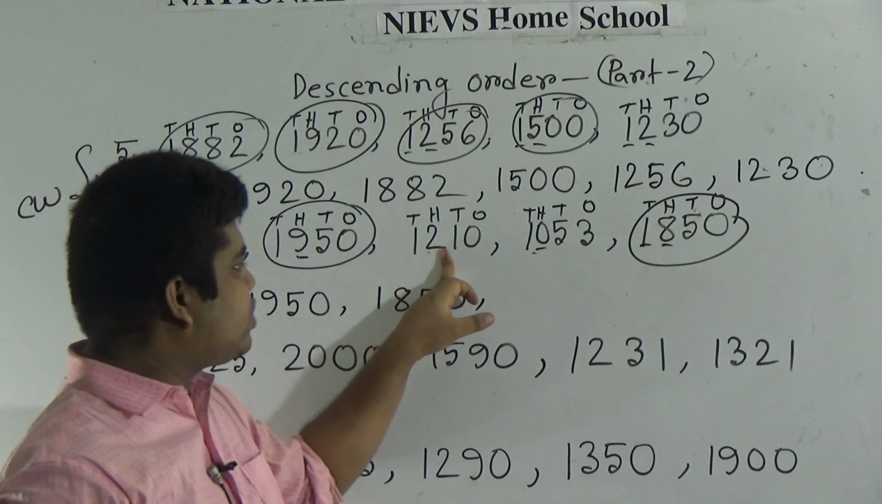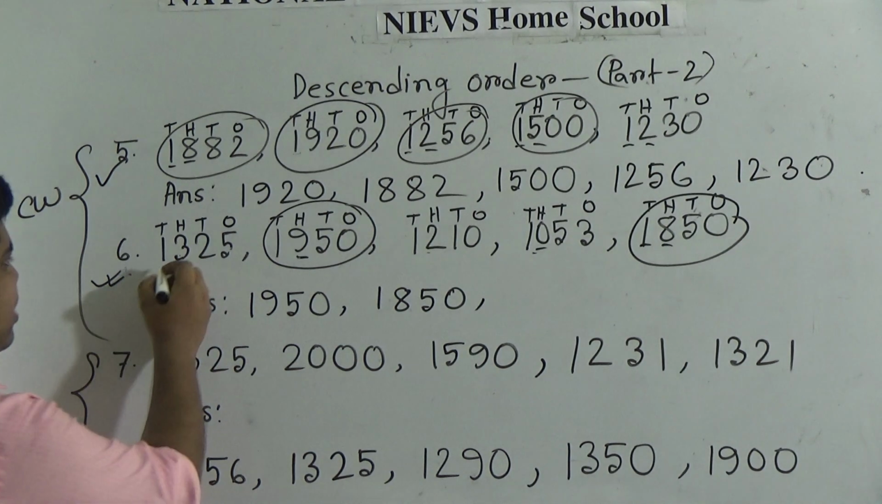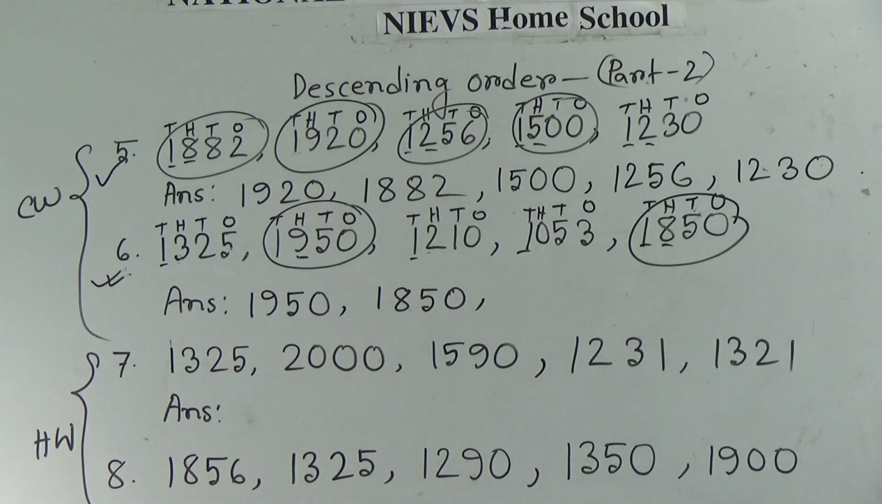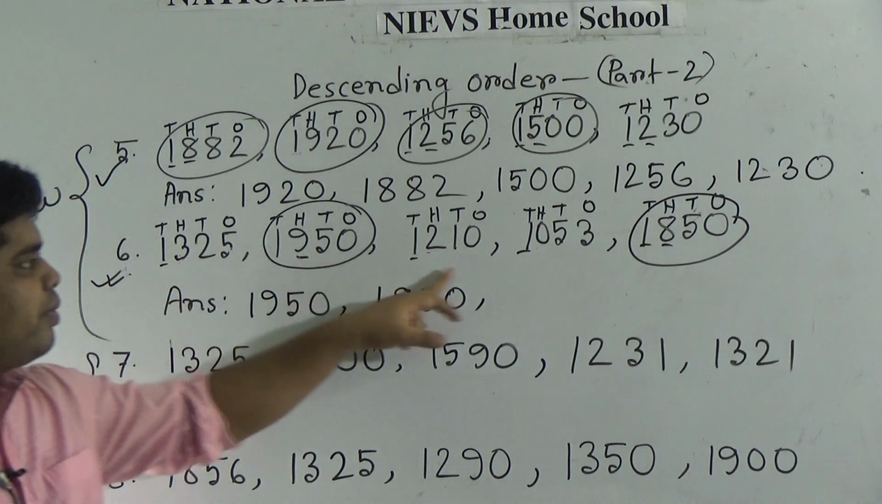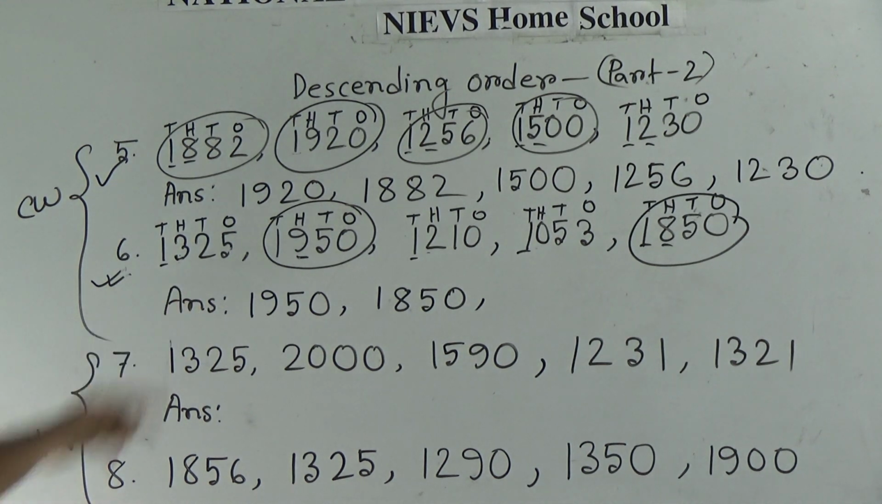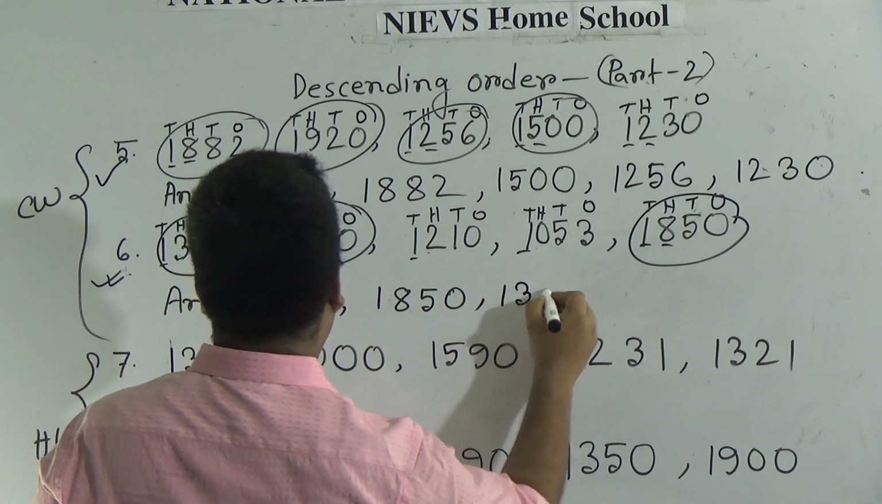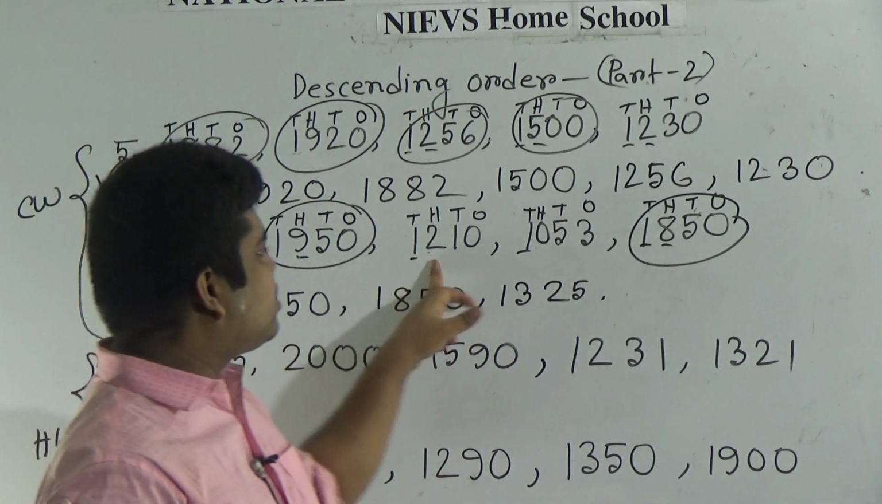Next, left 3 numbers: 1325, 1210, 1053. From these 3 numbers we notice the 1000's place digits, but they are the same, so we cannot take a decision which number is greatest. So, to take a decision we consider the 100's place digits: here 3, here 2, here 0. So, 3 is greater than 2 and 0. So, this one is the next greatest number. So, I write this number 1325.